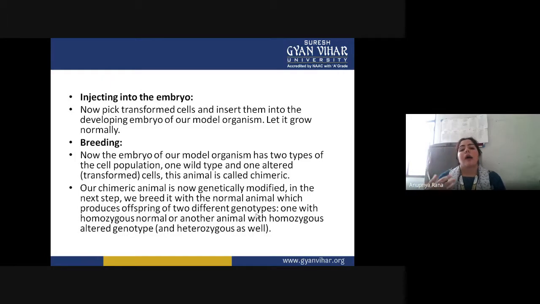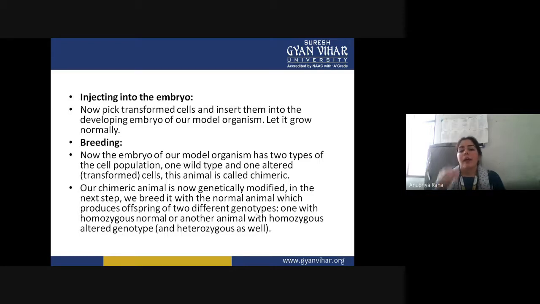If we have a female and a male, we have to breed them, because asexual reproduction cannot happen inside a male. For the breeding process, we need a proper sexual method. So we take from the population one wild type and one altered cell, and we breed these two cell populations. The organism developed from the altered transformed cell is called a chimeric animal.